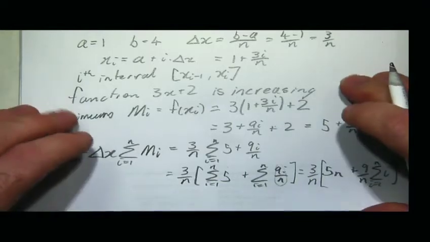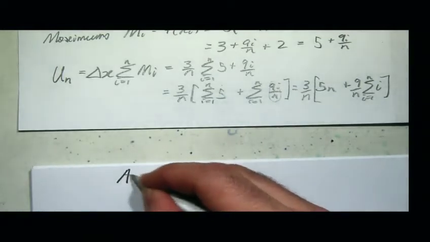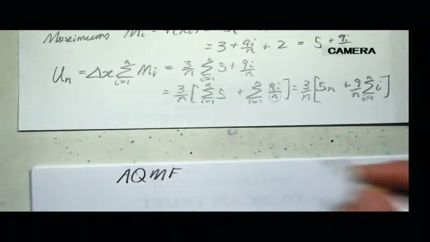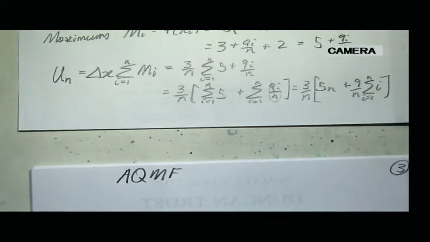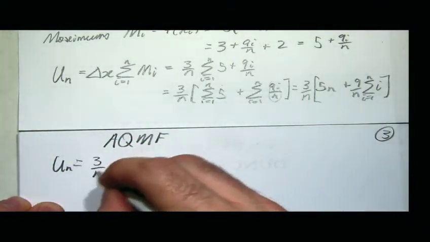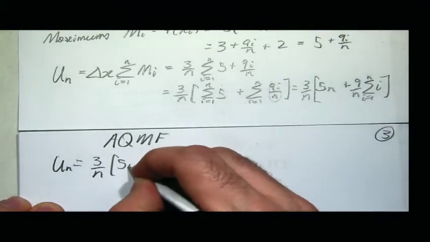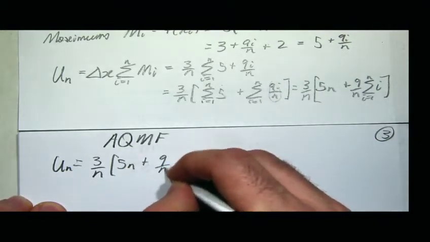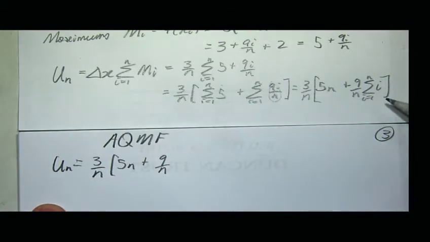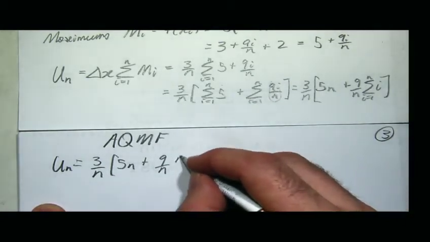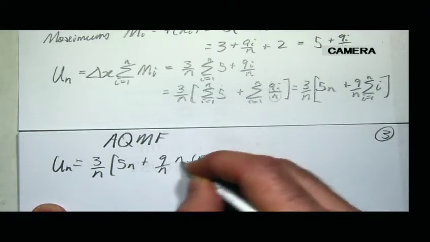Okie dokie. So I'm just going to move that up a little bit. So my upper sum on n intervals so far is looking like 3 on n by 5n plus 9 on n. I said further up the page that this sum can be written as n times n plus 1 on 2.